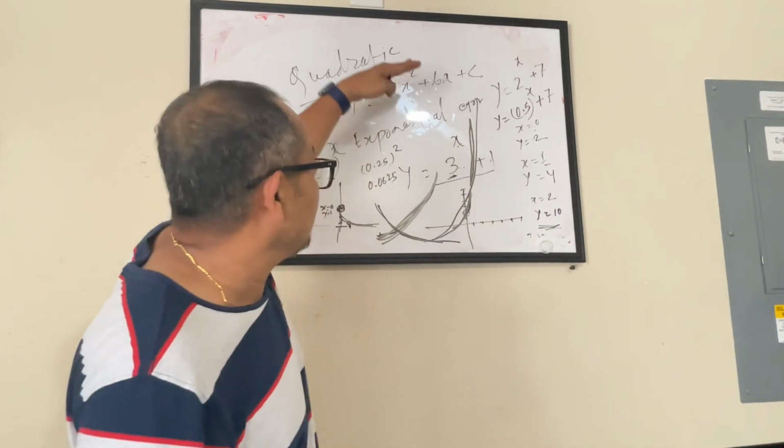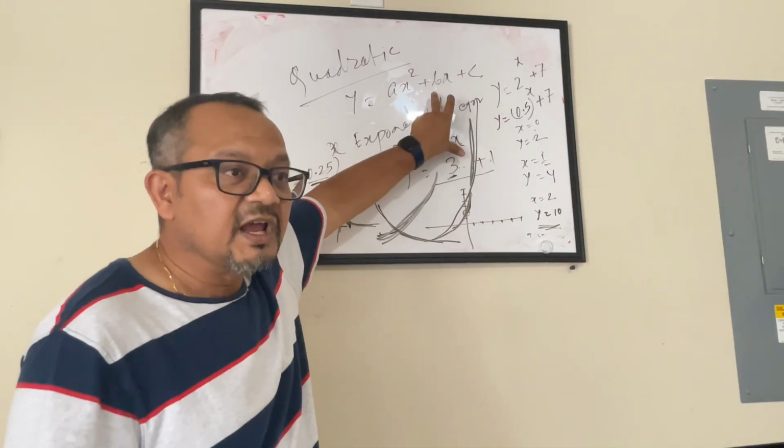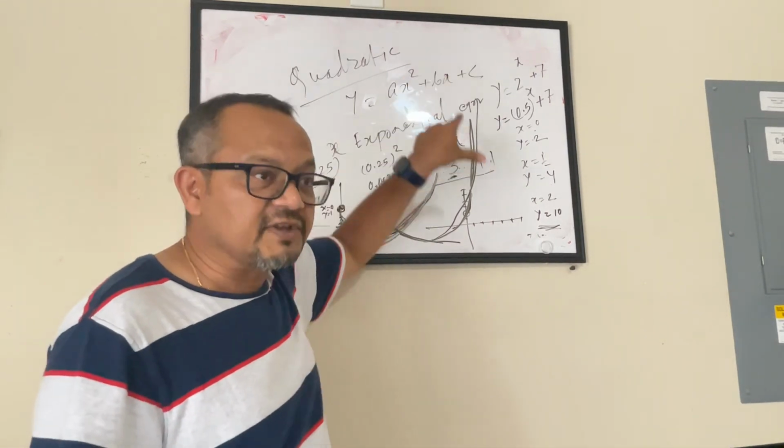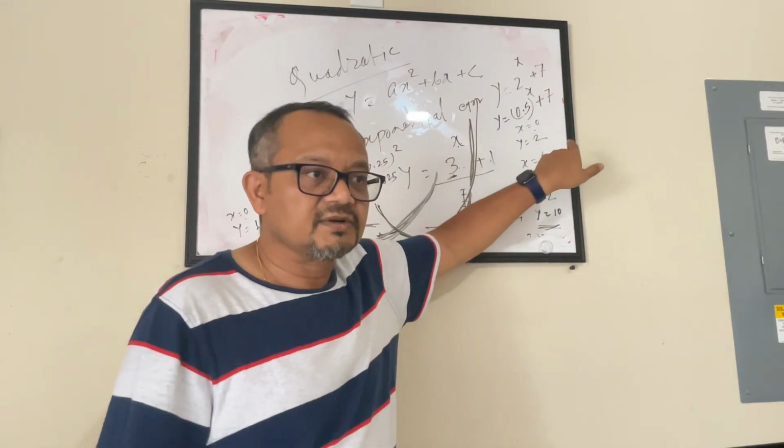So this is just to relate. What is my quadratic equation? What is an exponential equation? And what is the difference between them? And how do you infer based on how they describe it?